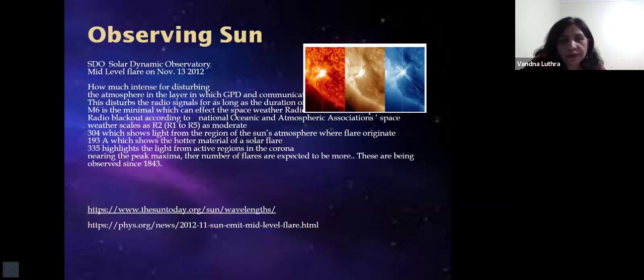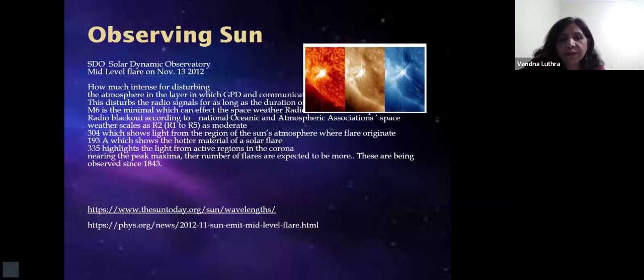Radio blackout is rated according to the National Oceanic and Atmospheric Administration, that is NOAA. It rates the weather scales from R1 to R5, and if the flare is of level M6, that would mean a signal warning of R2, which means moderate. It varies from R1 to R5 depending upon the nature of the flare.